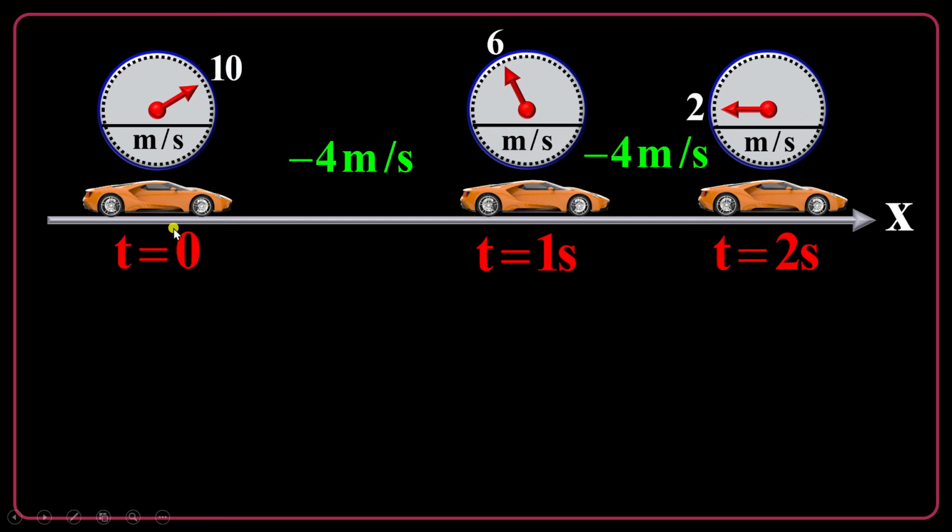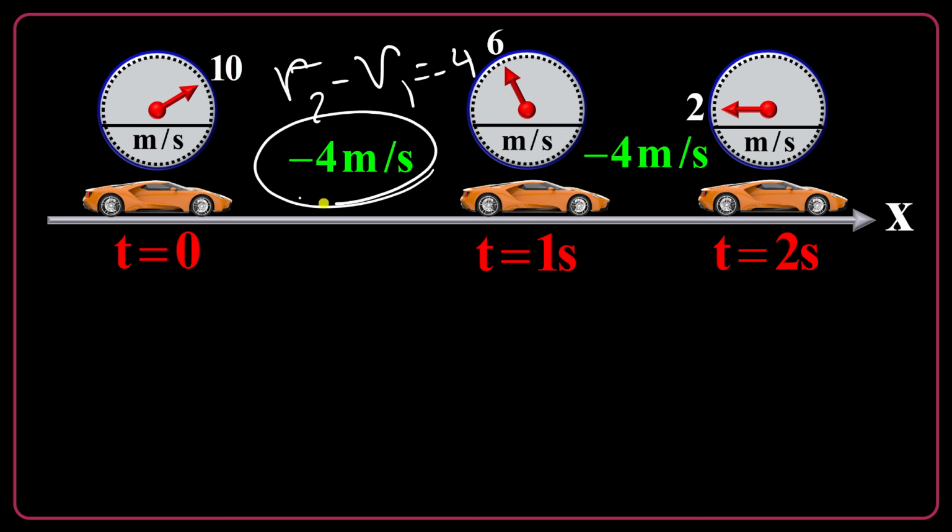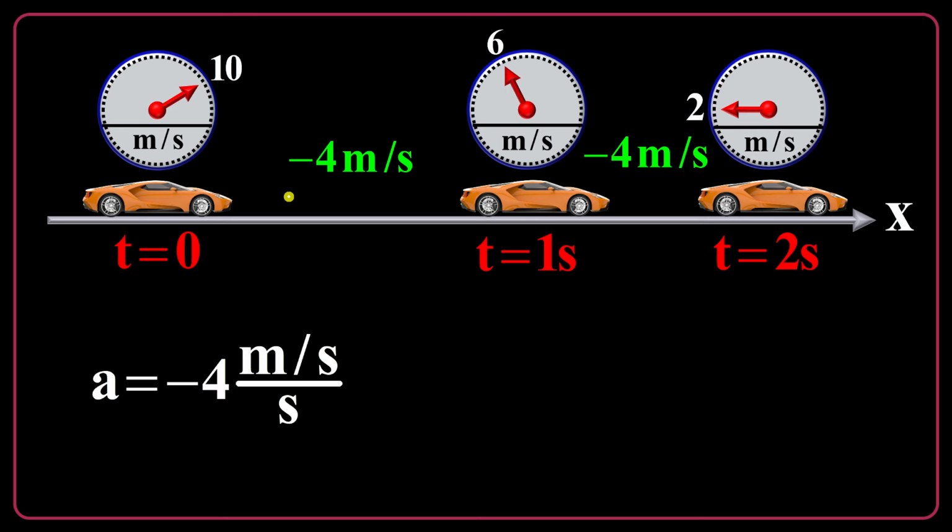Look at that. V2 minus V1 is going to be negative 4. So in each second, change in velocity is negative 4 meters per second. Now I can say the acceleration is negative 4 meters per second squared. So pay attention. Generally, the acceleration is change in velocity in each second. It could be positive, it could be negative.